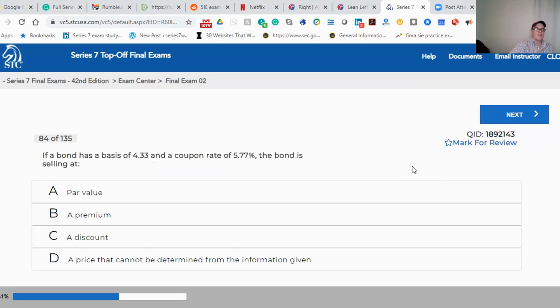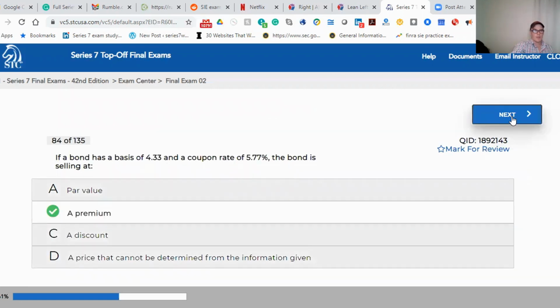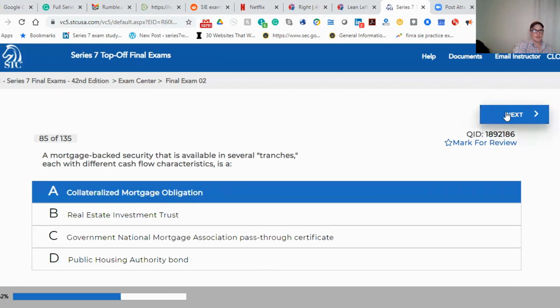Okay. If a bond has a basis of 4.33 and a coupon rate of 5.77, the bond is, okay, the basis is like yield to maturity. The coupon rate is 5.77. The coupon is higher than the basis, so it has to be a premium bond. It has to be, because we know they teeter-totter, or triangle. Very good. A mortgage-backed security that is available in several tranches, each with different cash flow, would be, you hear the word tranche, always going to go with CMO, not the other ones. Okay.